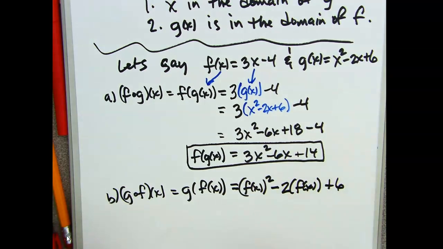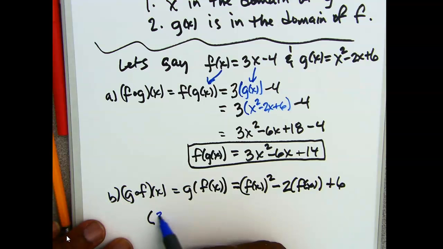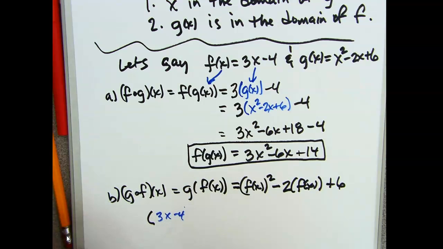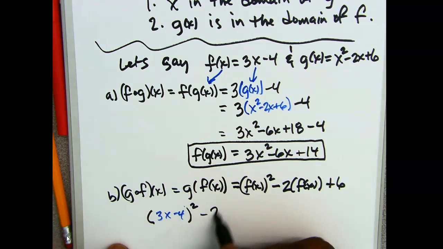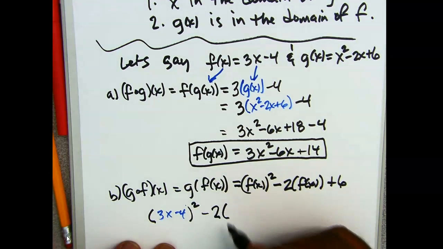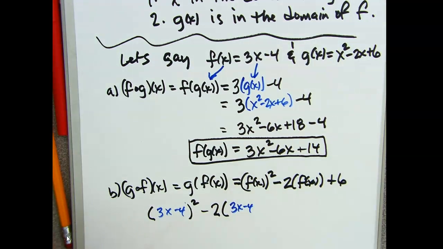Substituting in those values, we end up with 3x minus 4, and we're going to square that because that's our x squared, then minus 2 times 3x minus 4, so that's our 2 times x, and then plus 6. So this is x squared minus 2x plus 6, f of x squared minus 2 times f of x plus 6.